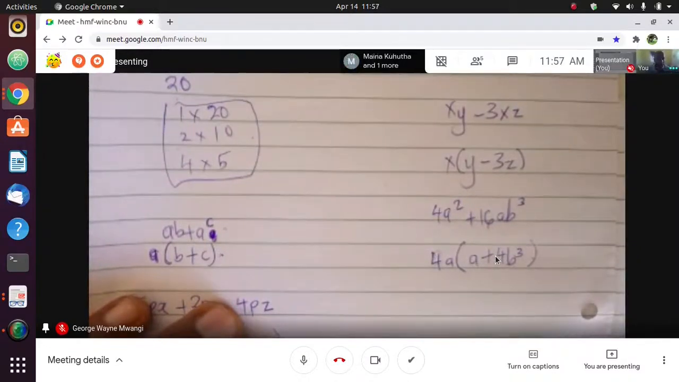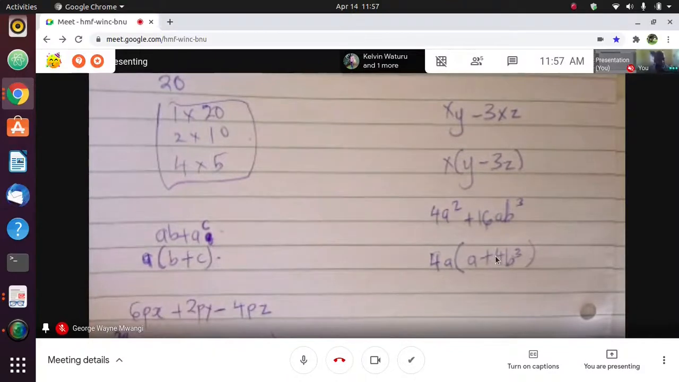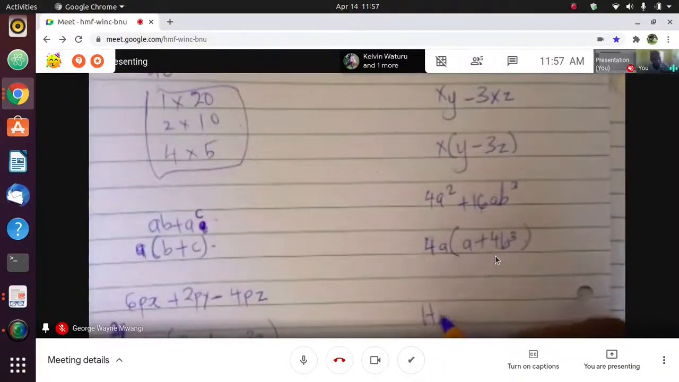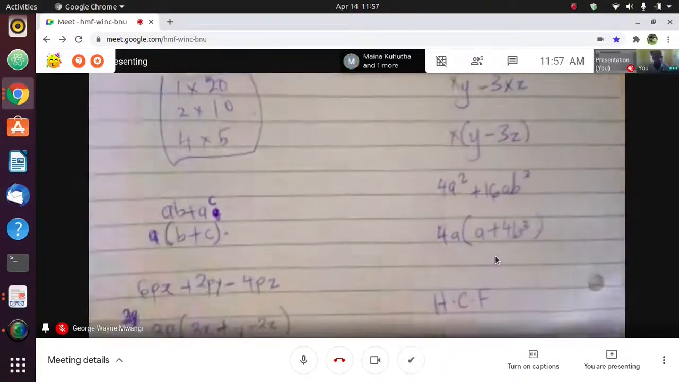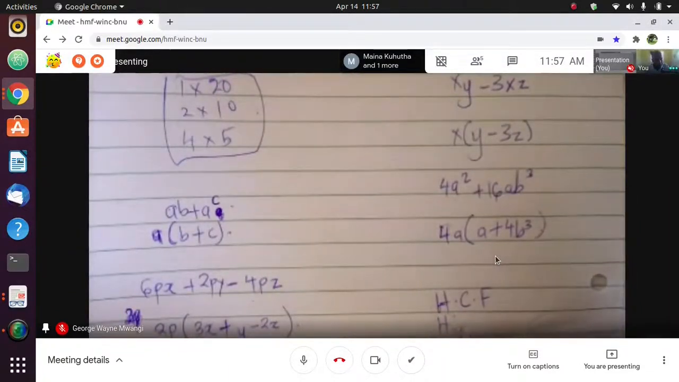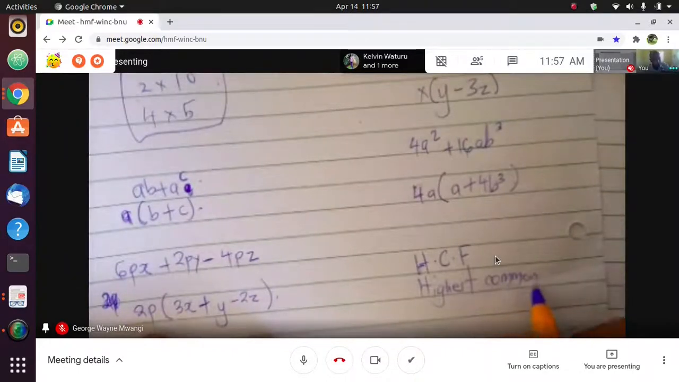4. Because 16 can be divided by 4, 4 times 4. Mpaka 2 is a factor of 16. Mbona nisiweke 2? Now, when factorizing, the value that we take on the outside, we should take the highest common factor. Highest common factor. What do I mean?